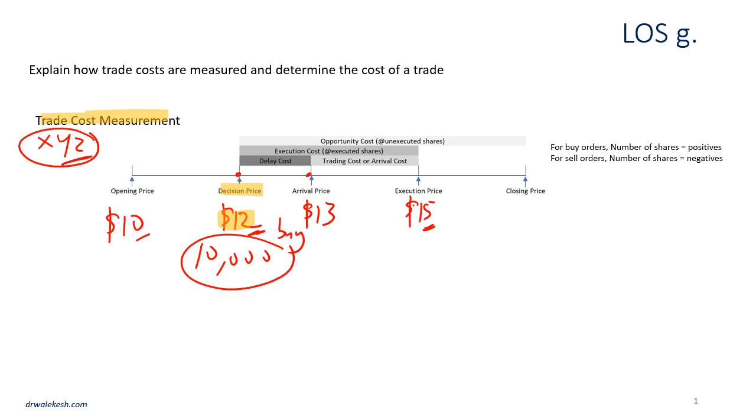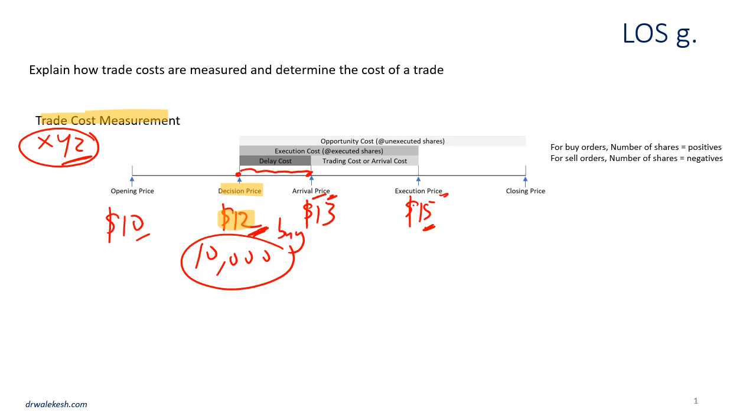Please don't forget the meaning of arrival price. Arrival price is the price of the security when the order was sent to the market. So you can see that from the time I made the decision and when it was actually sent out, there is a delay, and that's what we call the delay cost. The distance between arrival price and execution price, that is the trading cost. The trading cost could also be known as arrival cost.